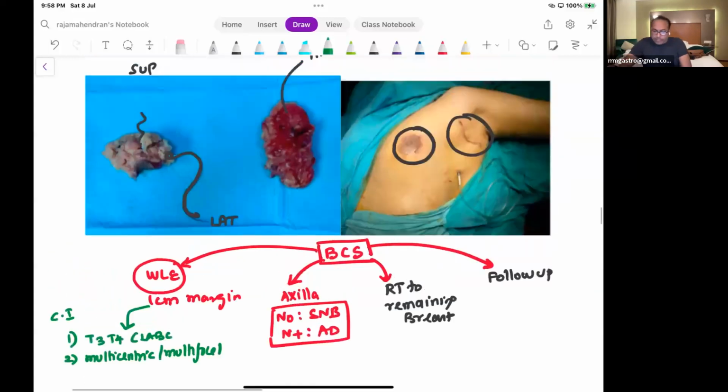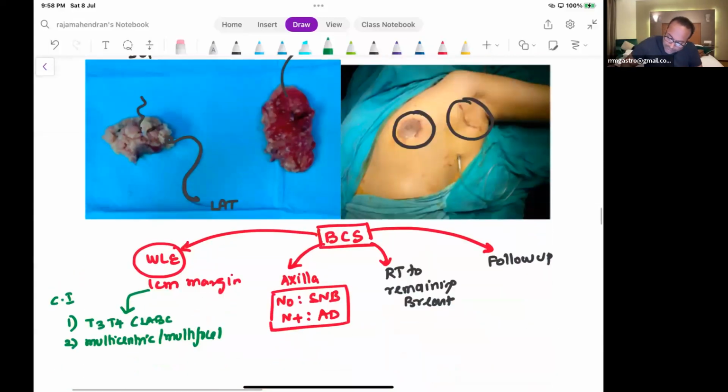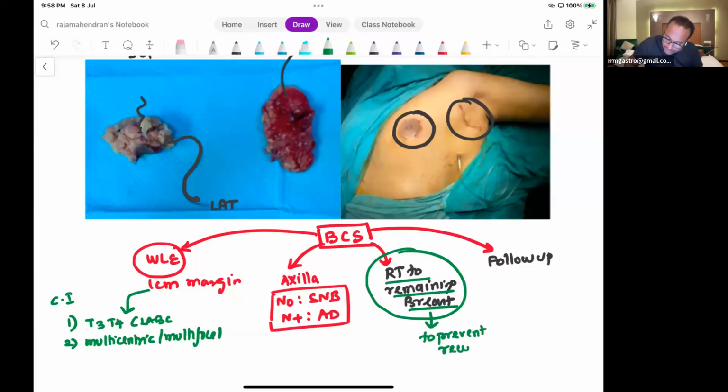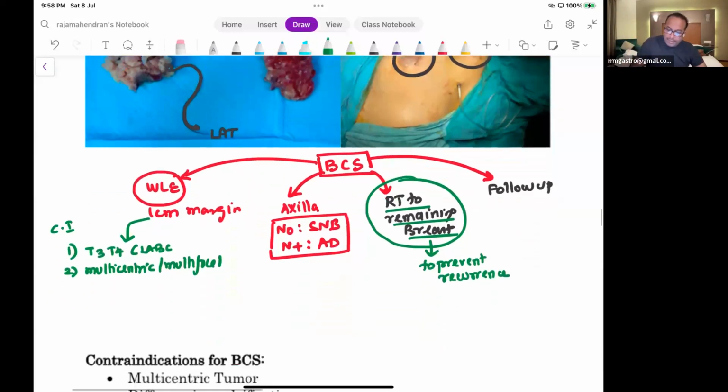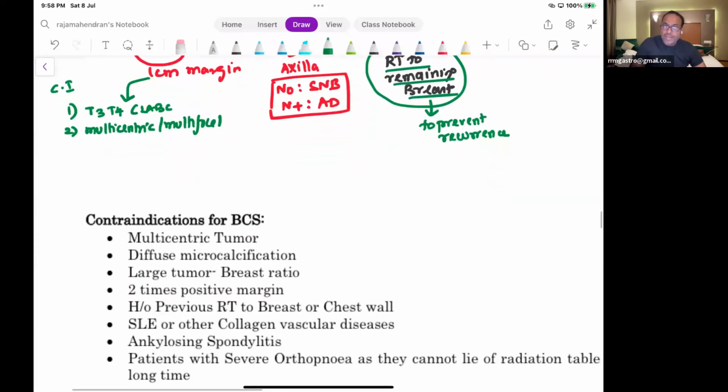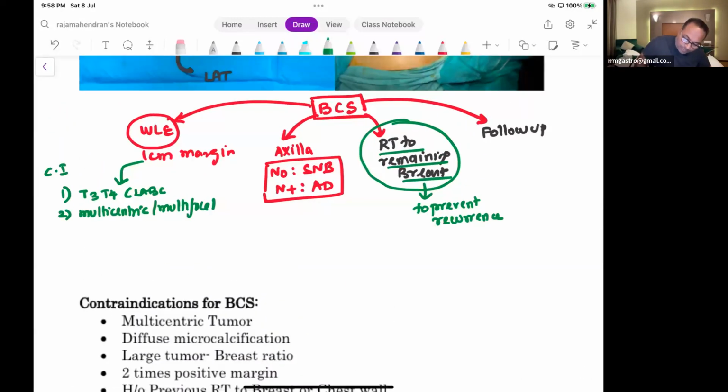We will give radiotherapy after surgery. Only after surgery are we going to give it. We will give radiotherapy to the remaining breast after removing the tumor, to prevent recurrence in the remaining breast. Because cancer can come in the remaining breast, we give radiotherapy to prevent it. Okay. We won't give radiotherapy before surgery. We can give it after surgery. Okay. Multicentric, multifocal tumors.